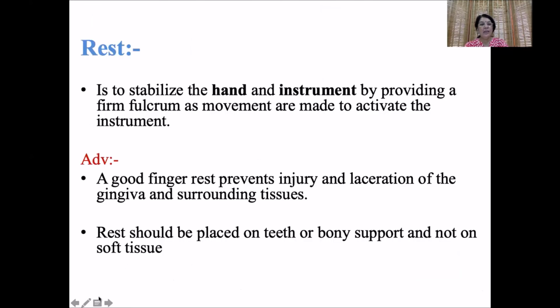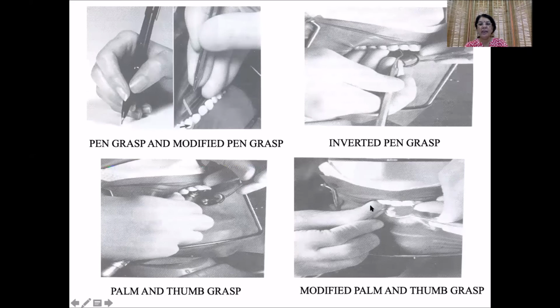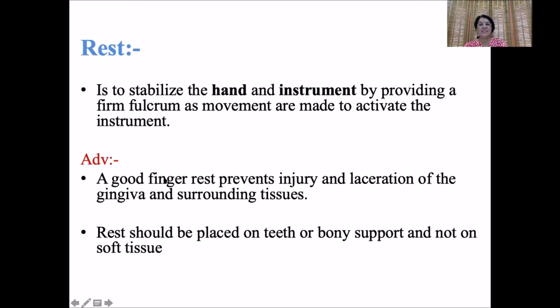So other than this, if you see here, everywhere, you can see that the person working is taking support with his fingers to the tooth. So what are they? They are called rests, and the rests are generally taken to stabilize the hand and the instrument so that it doesn't slip away from the area of interest and hurt. If you're using a cutting instrument and it slips from your hand, it will hurt the cheek and the tongue, and the patient will be angry at you.